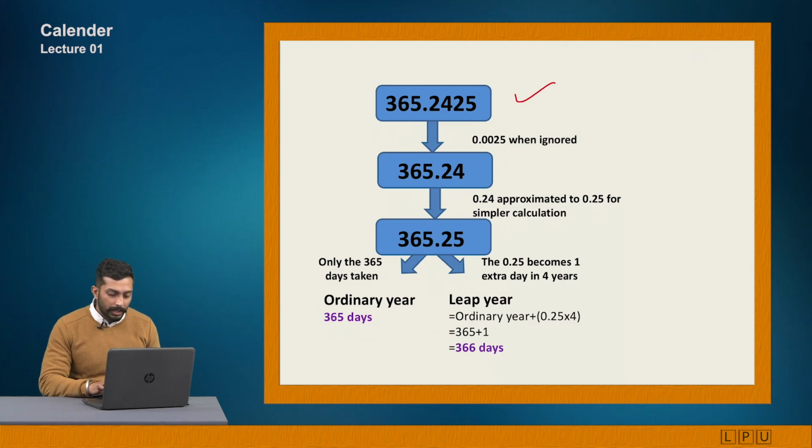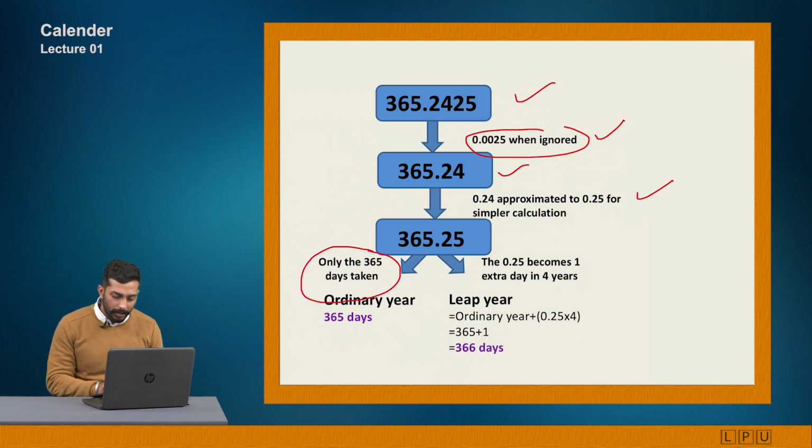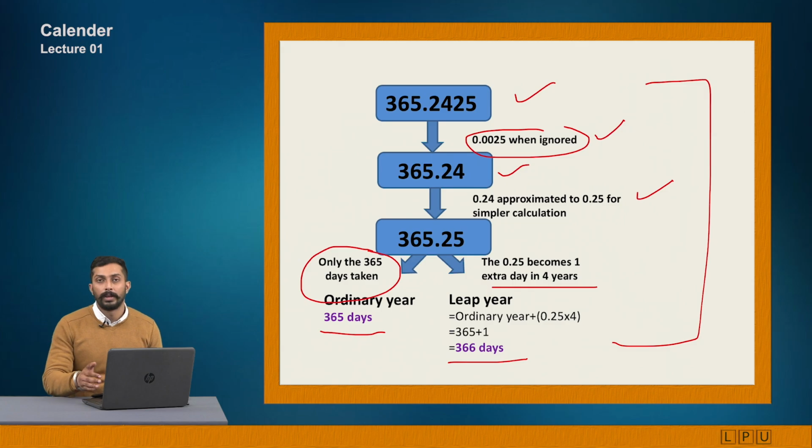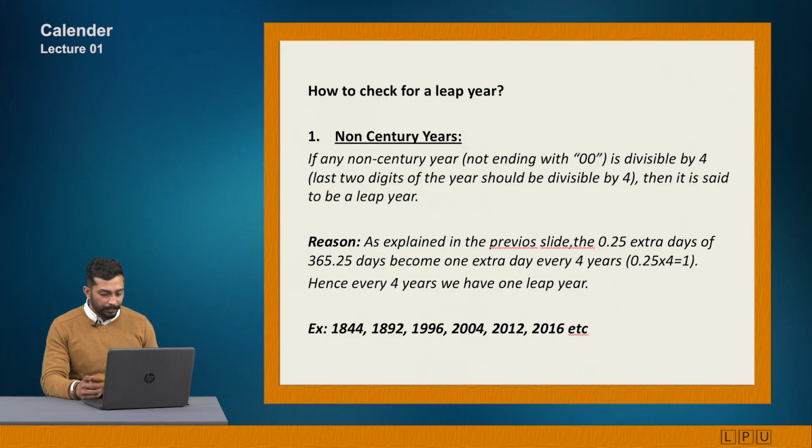Now, 365.24: if I am ignoring the 0.0025, I'm getting 0.24, and this is taken as approximately 0.25. So we are taking 365 days, and the extra in 4 years becomes one day, making 366 days. This is the answer to the question of why we have the leap year and non-leap year.